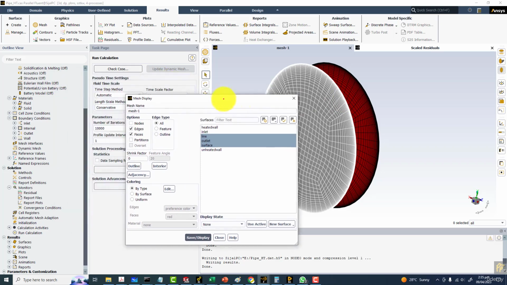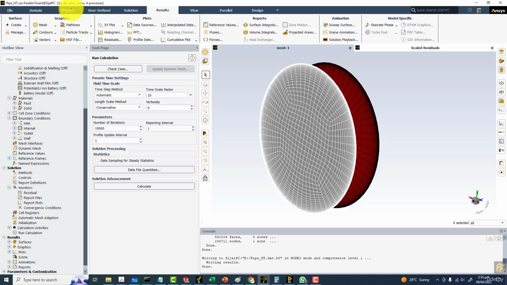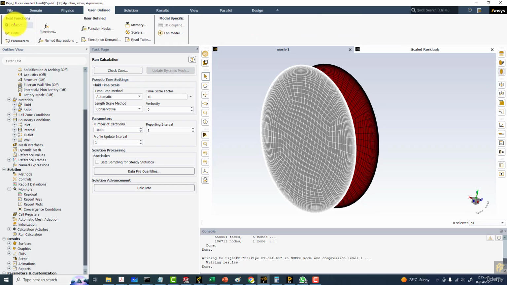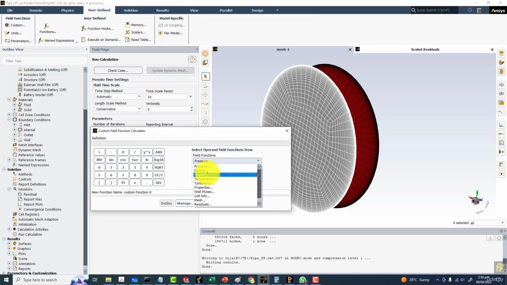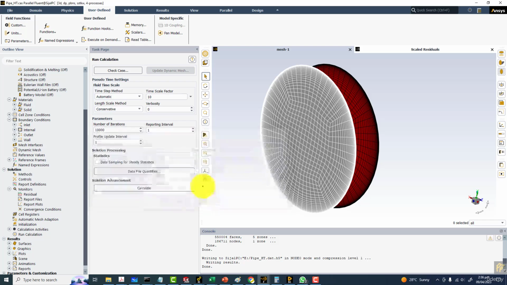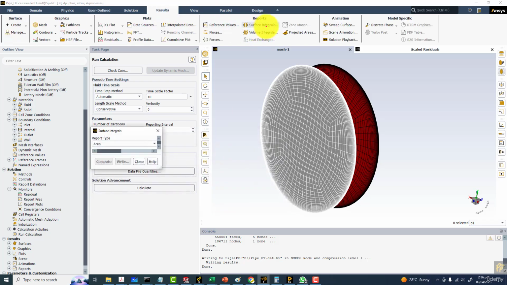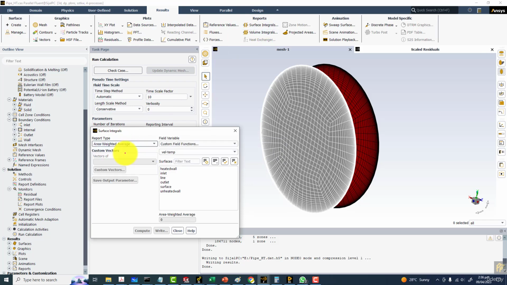Okay, so we have done this, and now we have to define one custom variable, a variable of velocity. So select velocity, multiply by temperature, so a function of velocity and temperature. Define it, and then go to results, surface integral. I told you that the area weighted average is the integration of those variables divided by the area. So the custom field function is velocity and temperature. We select this surface and compute.